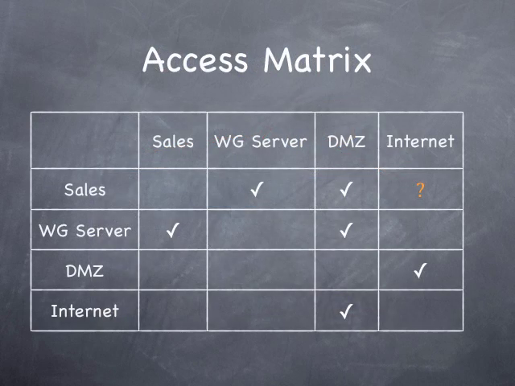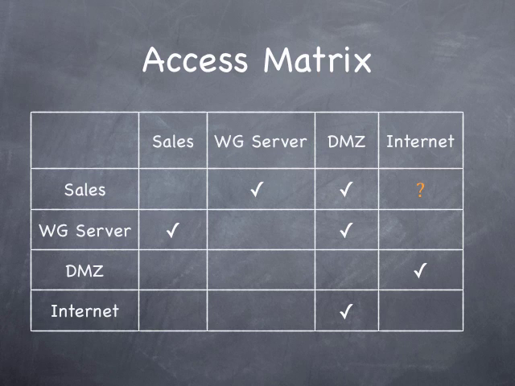So let's put this together in a little matrix like this. Our sales department needs to be able to reach these workgroup servers and the demilitarized zone. Whether or not it needs to reach the internet depends on how we set up the DMZ. If there is an HTTP proxy server and other servers that essentially implement proxies for other protocols in the DMZ, then really that sales department doesn't need direct internet access.